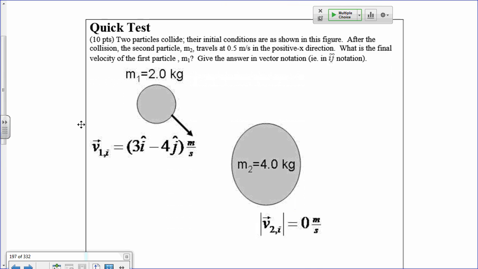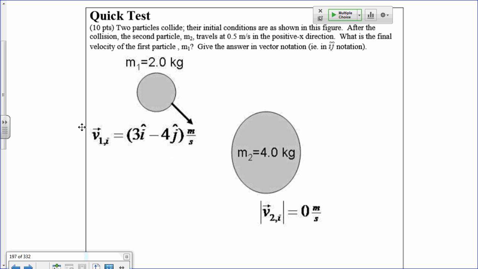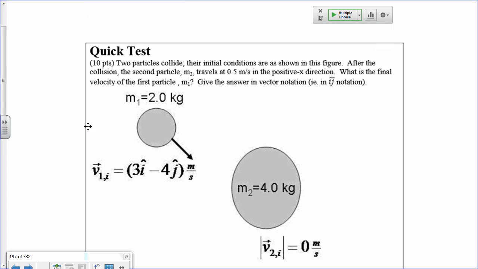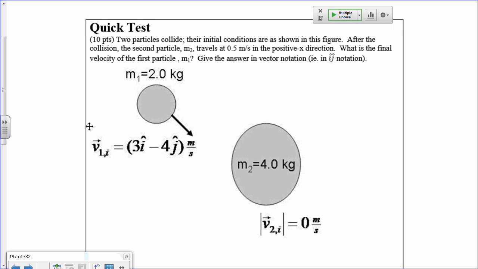Why don't we go ahead and do this quick test, and then we might do some more clicker questions. So you'll go and practice this. I have two particles that collide. It says that after the collision, the second particle, that's m2, travels at 0.5 meters per second in the positive x direction. So that would be 0.5i as its final velocity. And I want to know, what is the final velocity of the particle m1? And just give your answer in vector notation. So exactly like we did in the previous problem. I'll give you a few minutes to get a head start, and then I'll start on it on the board.